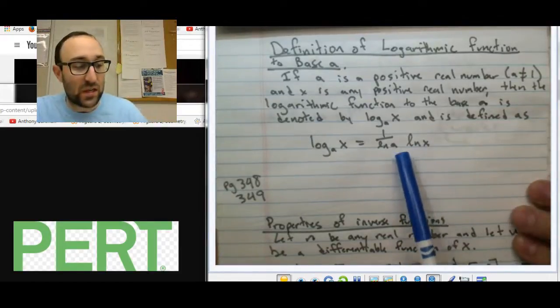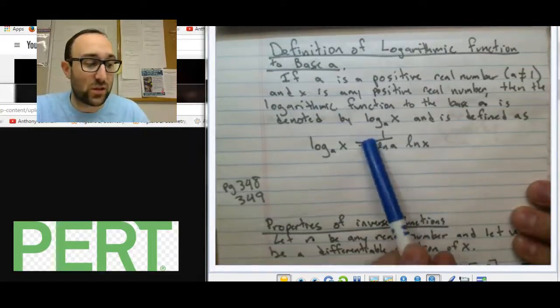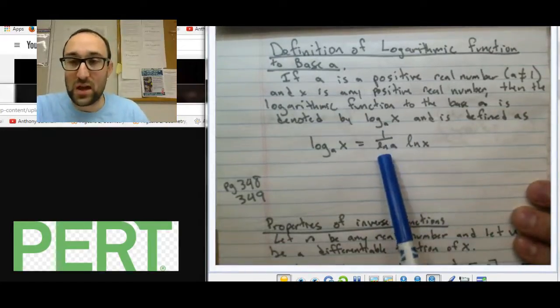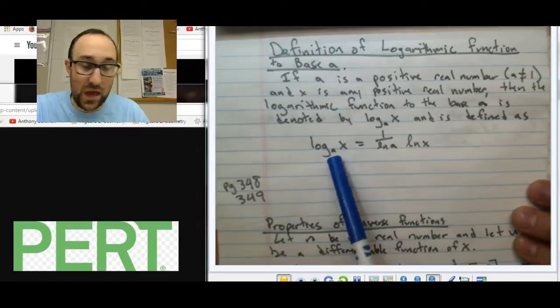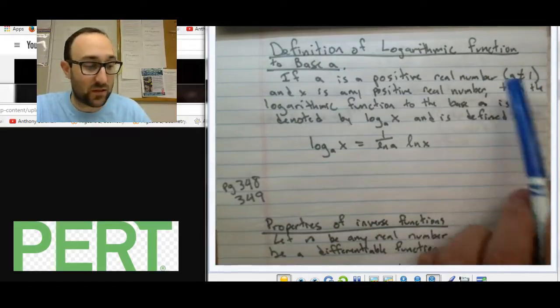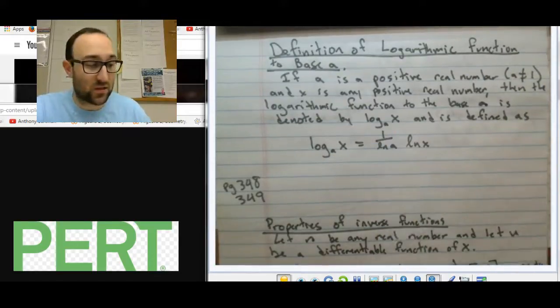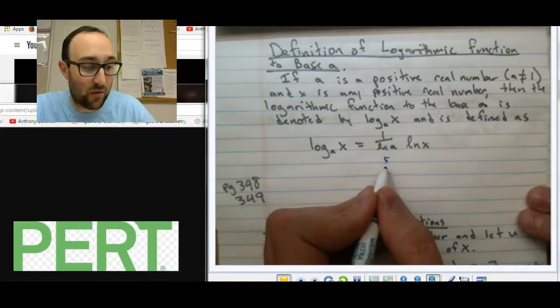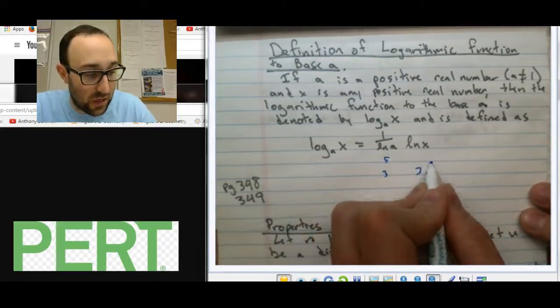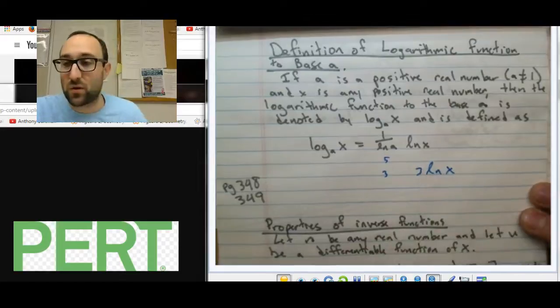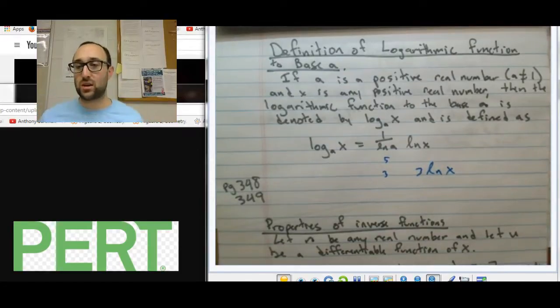So if we want to take the integrals or derivatives of this, could we do that? 1 over natural log of a is just going to be a number, just like a is a number. It's a positive number, so you can take 1 over that. This is just some constant number. It'd be like a 5 or 3. So we'd have like 3 natural log of x. Could you do something with that? Sure. So if it's not a 3, can you still do this?